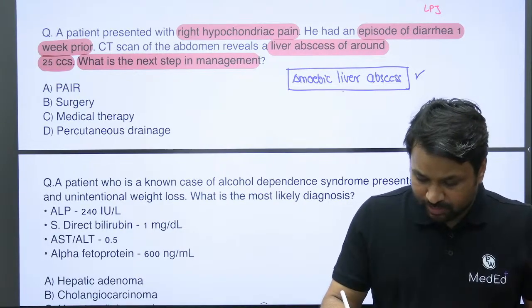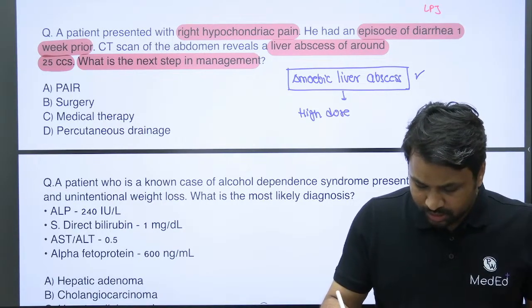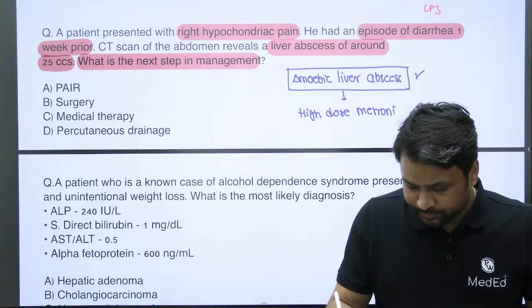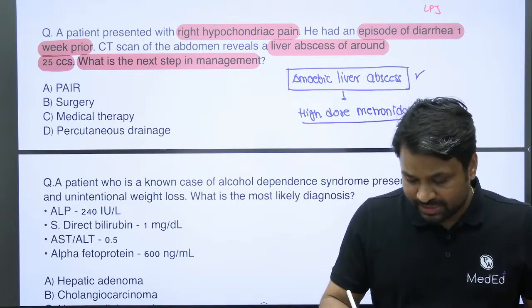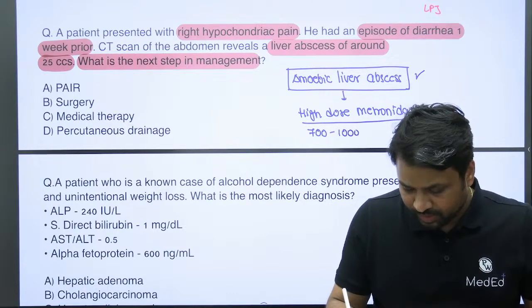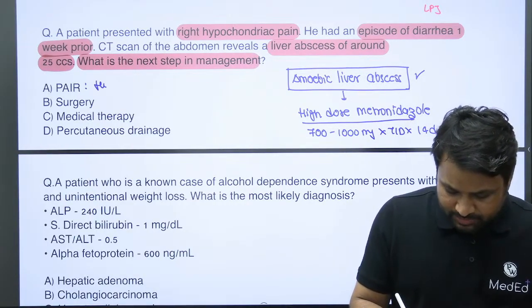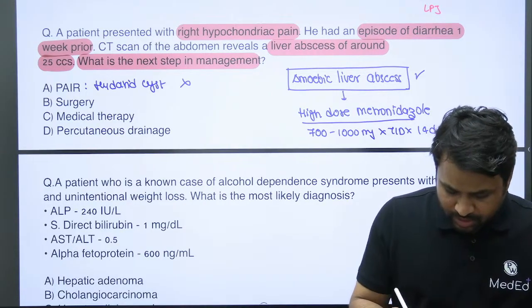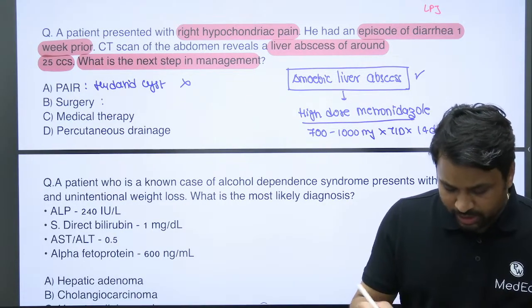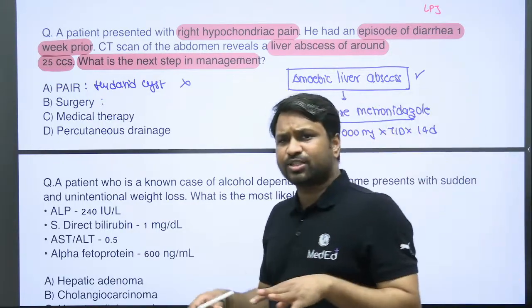Now for amoebic liver abscess, the management is going to be high dose metronidazole. When I say high dose, it is going to be 700 to 1000 milligrams 3 times a day for 14 days. Okay. So PAIR is for hydatid cyst. This is not a hydatid cyst, so this is wrong. Surgery is done for two conditions. One is if the patient is having hydatid cyst or pyogenic liver abscess.